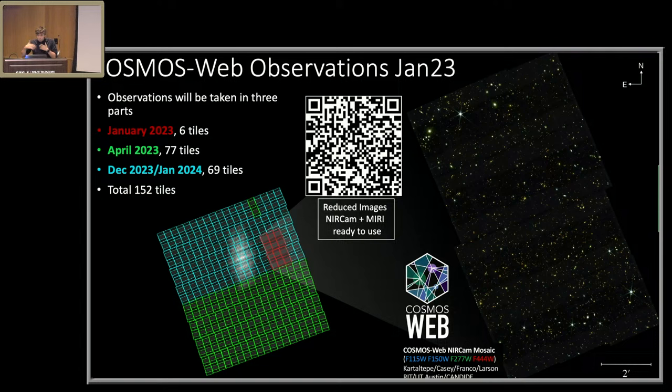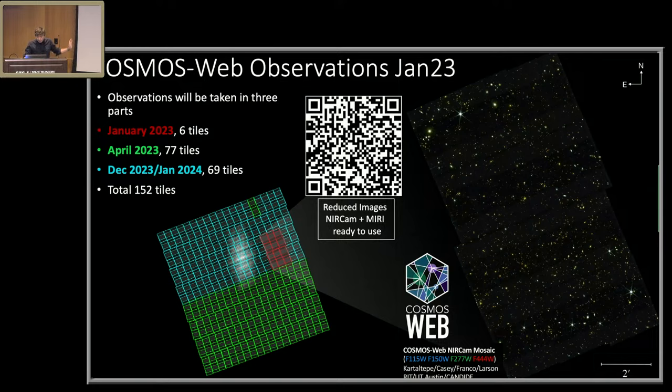A few months ago, 50% of the survey has been observed. It's the green part on the bottom. And at the beginning of next year, in January, the blue part will be observed. I will mainly present the result of the first part, the first 4% of the survey, the red part here.